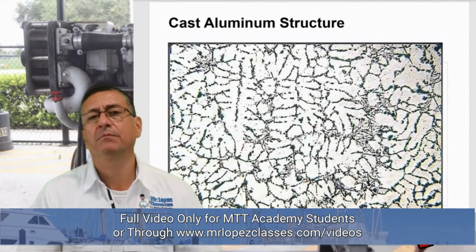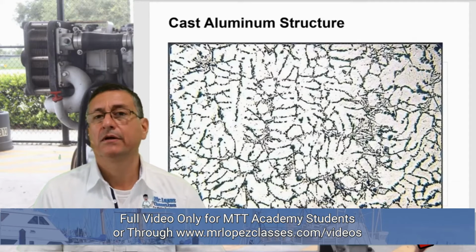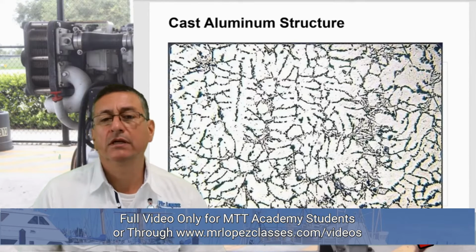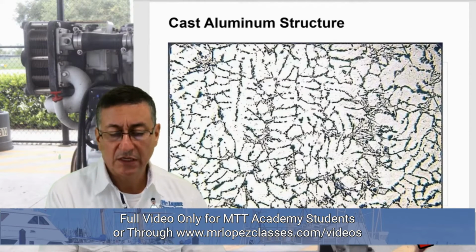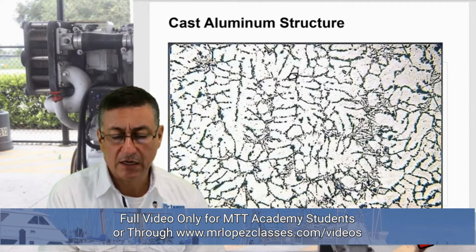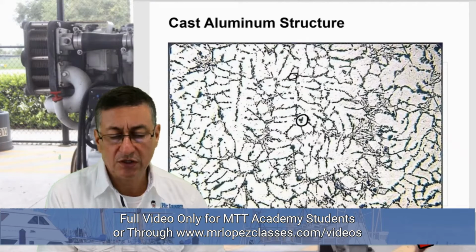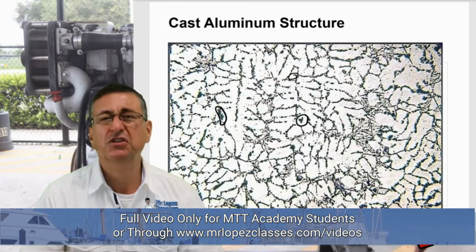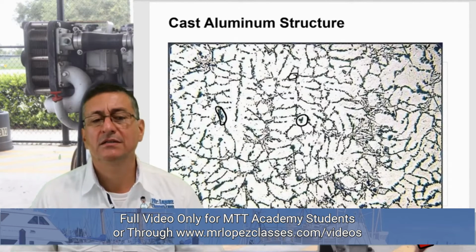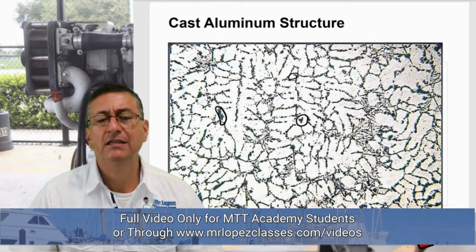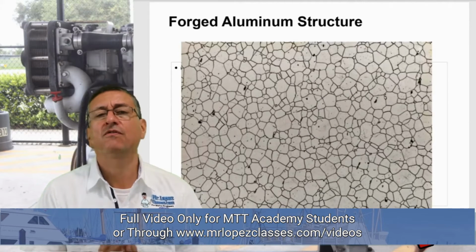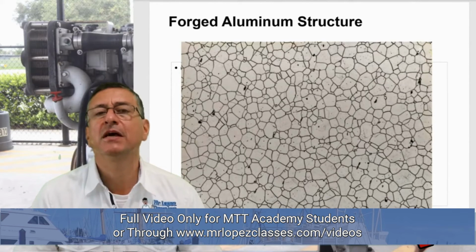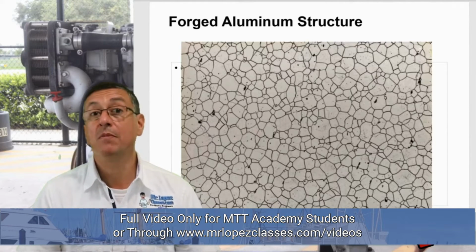This is the typical picture of cast aluminum. If you see the picture, there are a lot of bubbles of air and a lot of impurities of carbon. The structure is not organized. This is the structure of cast aluminum, and this is a picture of the structure of forged aluminum. If you see, the structure is more organized, it's better, no impurities, no bubbles.